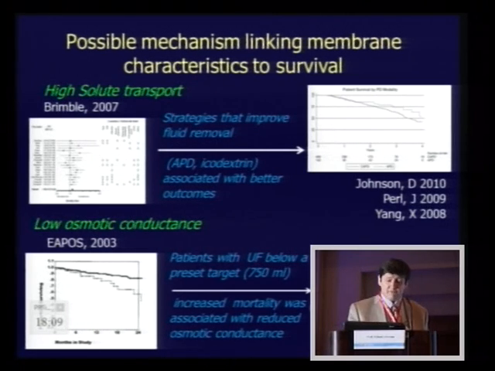But there is a group of patients that you'll have which have another problem, which is low osmotic conductance of the membrane, low efficiency of the membrane. This is a different problem. It's when, for the same glucose gradient, for the same osmotic pressure, you get less efficient ultrafiltration. And in those patients, once they become anuric, if they're unable to get more than 750 mils of ultrafiltration per day, then those patients have a less good survival.